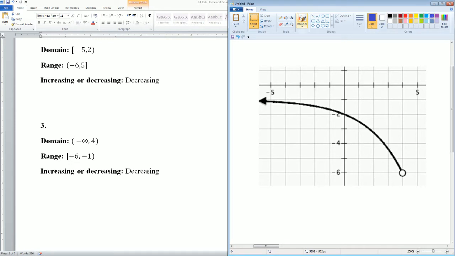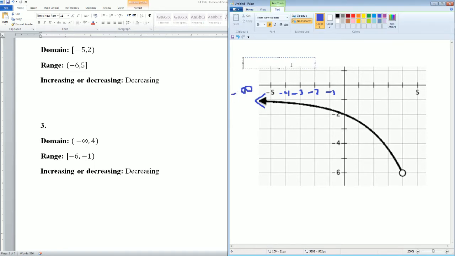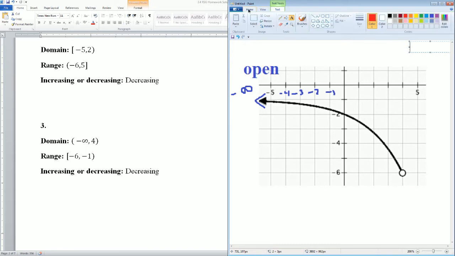Okay. Alright, so let's see. Ooh, I see an arrow here. So -1, -2, -3, -4, but it looks like it goes on forever because you see the arrow. It goes all the way to -infinity. You cannot contain the infinity, so it's going to be open there. Right?